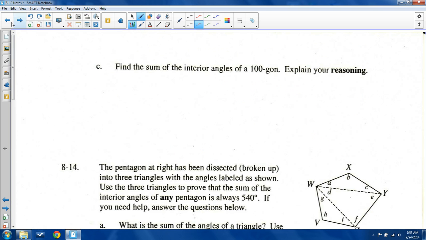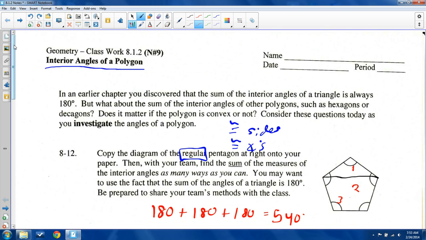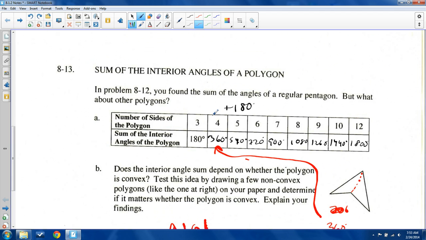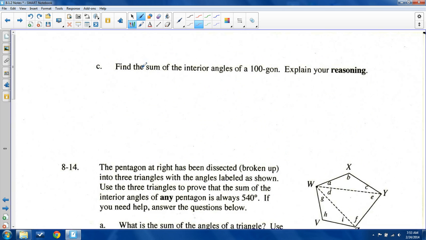All right, here's part C for that previous problem, so make sure that you remember what we're talking about, interior angles. As I go on, I'm going to refer to this table here, so take a close look at it. Find the sum of the interior angles of a 100-gon. What that means is a 100-sided polygon.